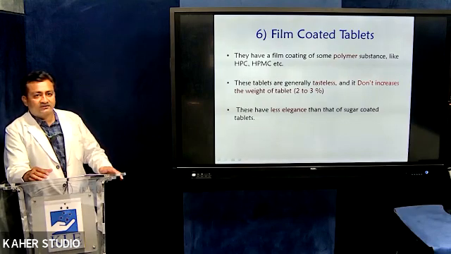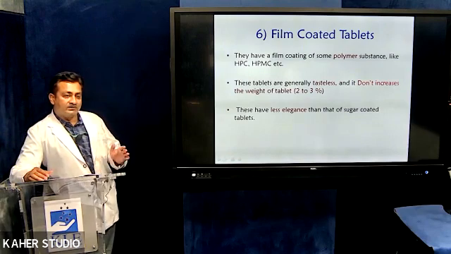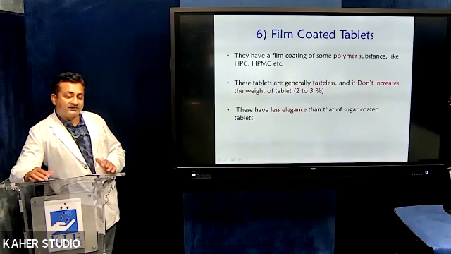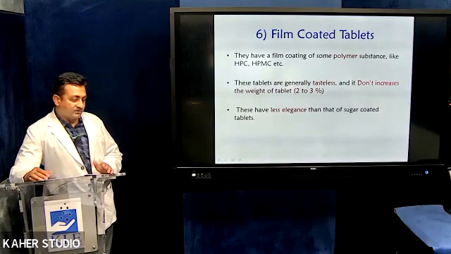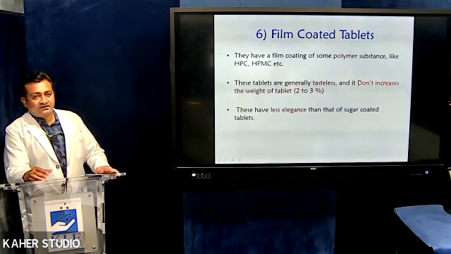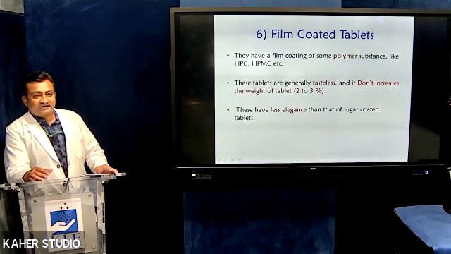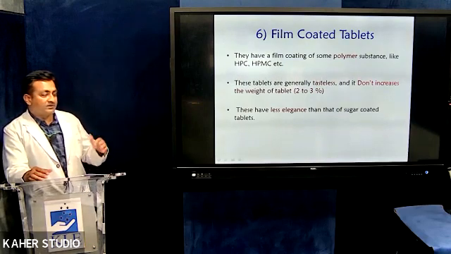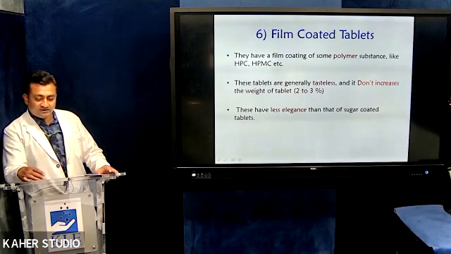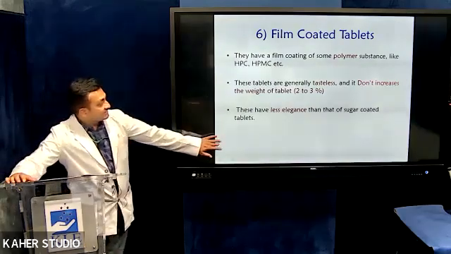Only 2 to 3% of the weight is gained in film coating, but as compared to this, in sugar coating, 50 to 70% of the weight is increased. Bulkiness is increased in the tablet. The size and shape of the tablet in sugar coating will also change, but in case of the film coating, the size and shape of the tablet is retained. So these are less elegant as compared to sugar coating, because sugar coated tablets are colored and very elegant, but film coated tablets are not elegant and they remain the same shape and weight.